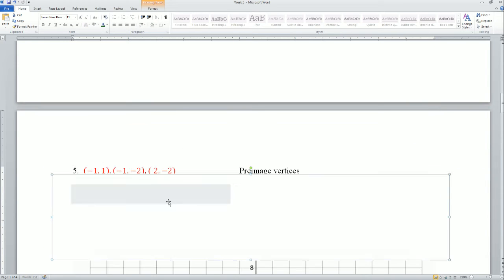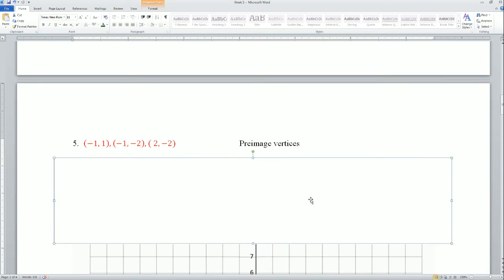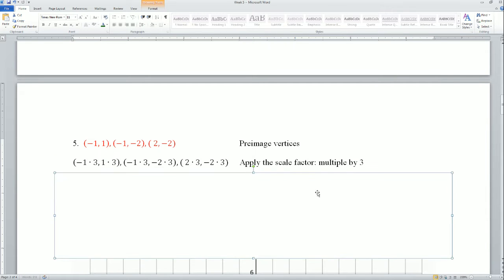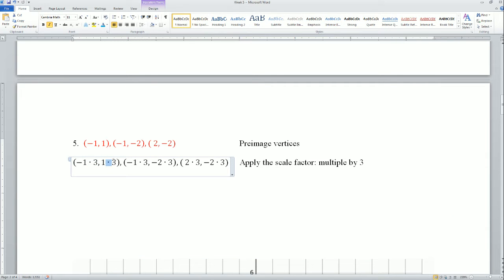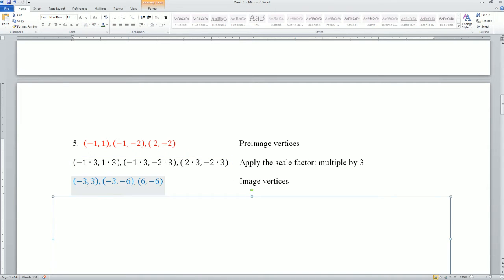Okay, I have the pre-image of the vertex. This is what's given. I apply the scale factor, which is multiplied by 3, so everyone should see I'm multiplying each term by 3 here. It's not always 3. You're going to see in the next problem how it's not always multiplied by 3, but for the sake of the last two problems, it says multiplied by 3, okay? So I got the next value.